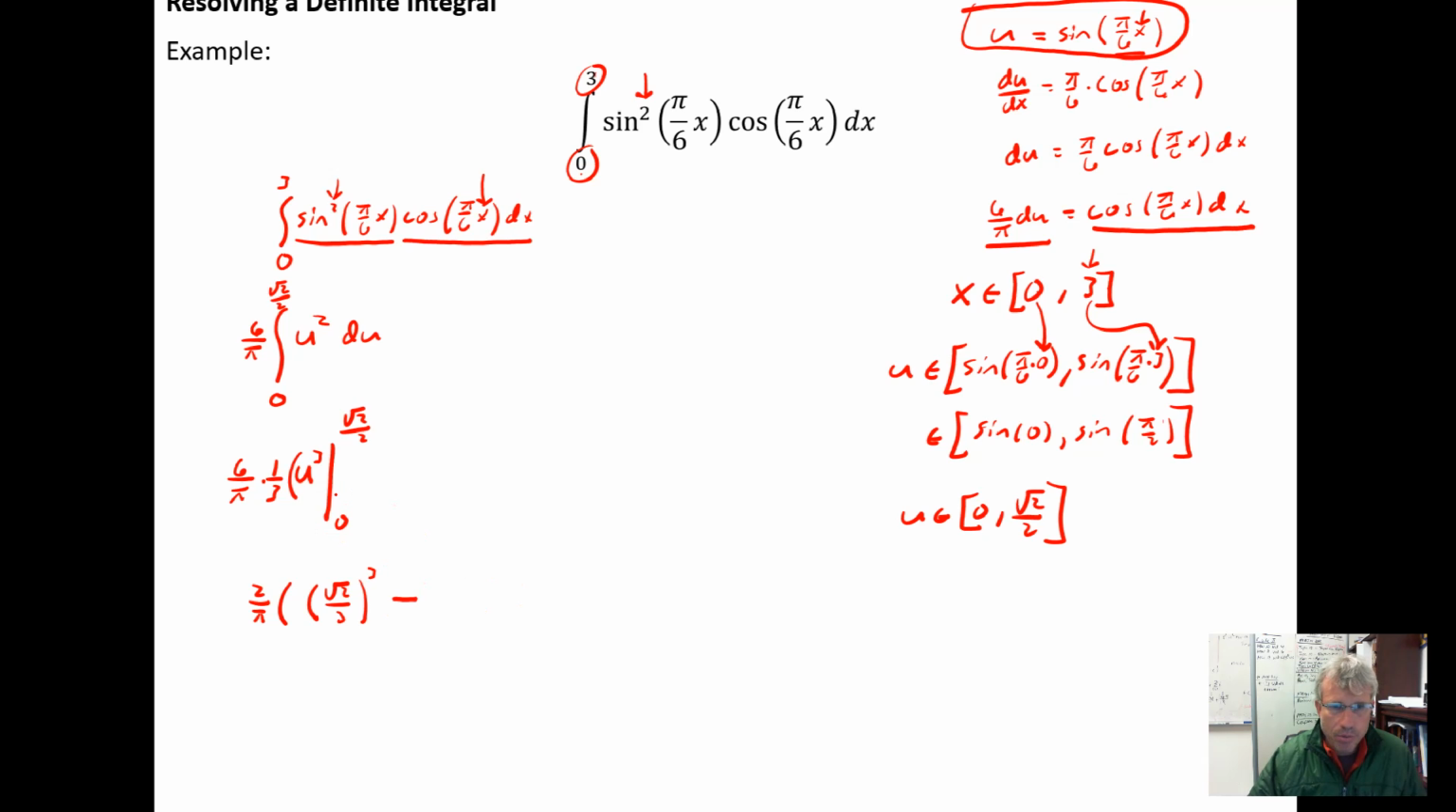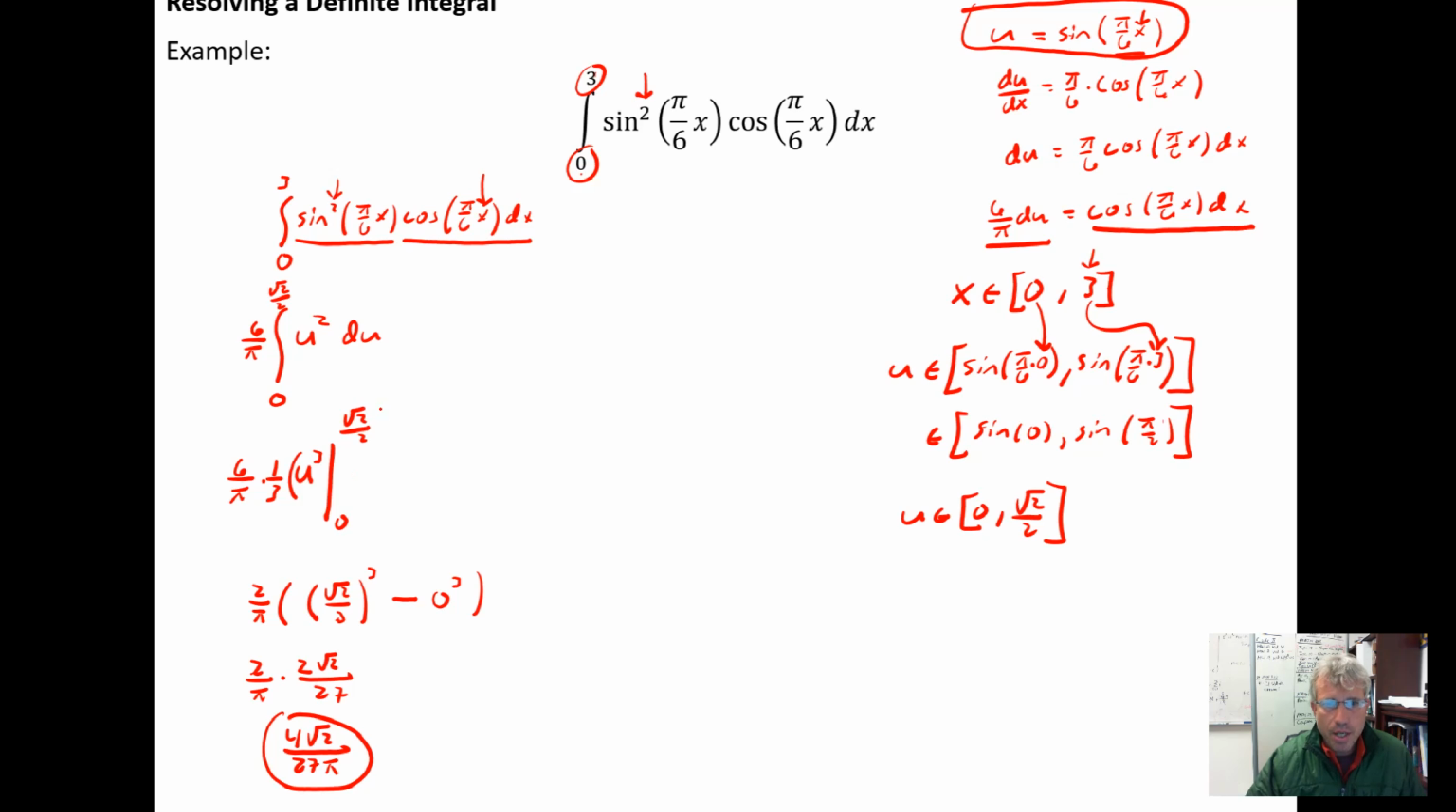minus, the fundamental theorem of calculus says plug in the lower bound of integration, and then we can start simplifying things. We have 2 over pi times, we're going to get the square root of 2 cubed, which is the same as 2 times the square root of 2. And then we're going to get 2 cubed, which is 8, so we're going to get 4 times the square root of 2 over 27 pi.